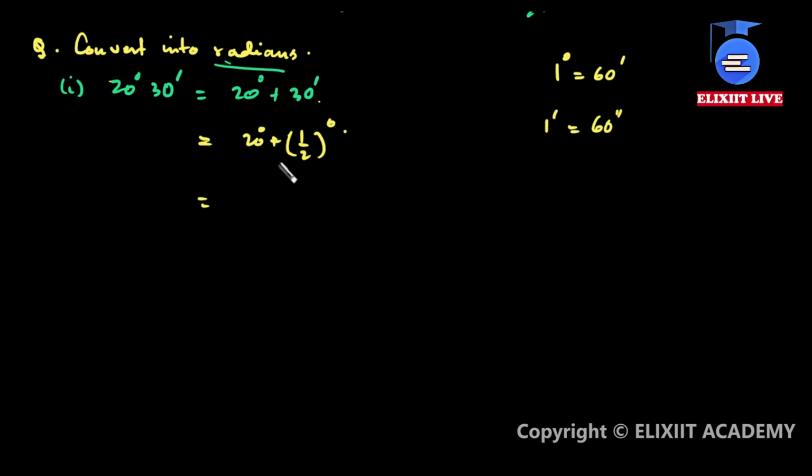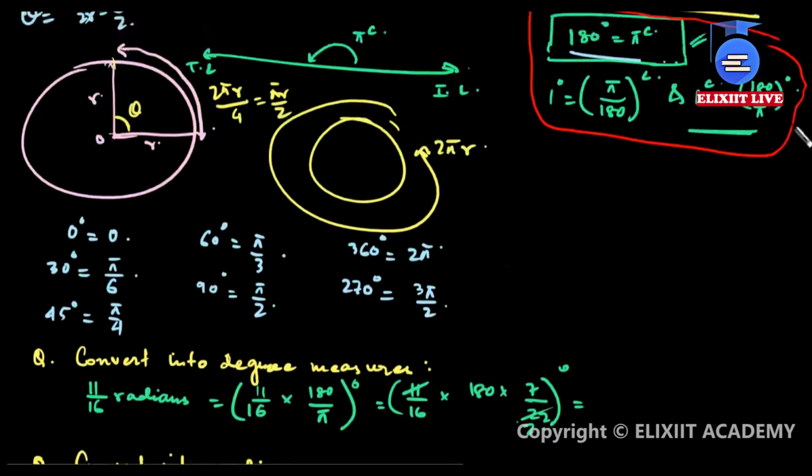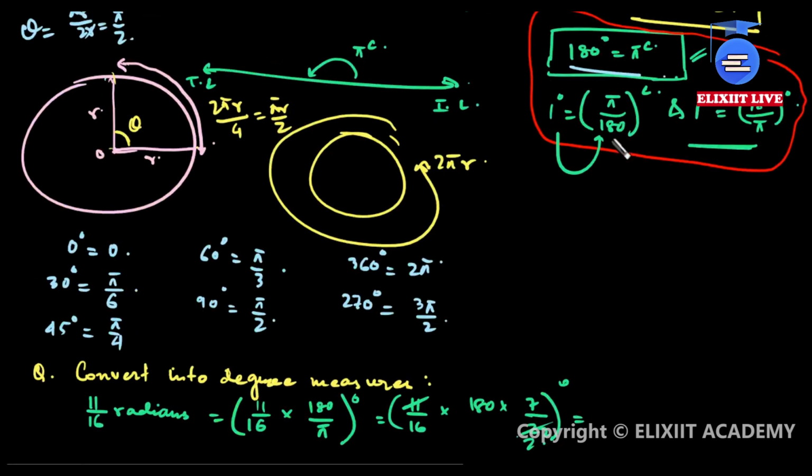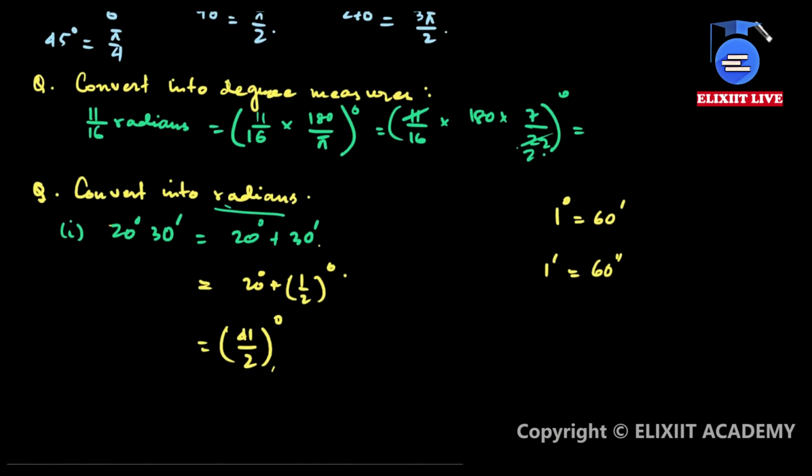Now all total this can be calculated. This is basically 41 by 2, 20 whole number 1 by 2, so that is 41 by 2 degrees. Now convert this into radian measure. Now this is in terms of degrees, so multiply with pi by 180. Converting from degrees to radians, 1 degree is pi by 180. So 41 by 2 degrees will be pi by 180 times 41 by 2.